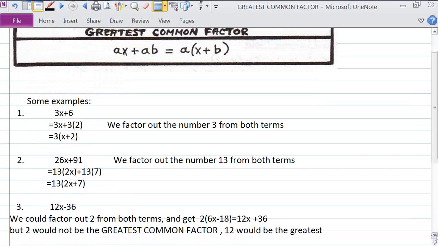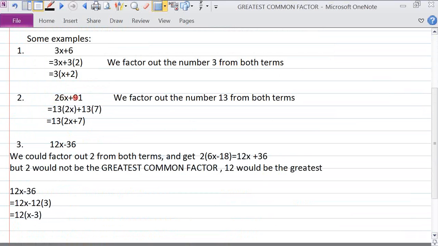Take the next expression, 26x plus 91. We can factor out the 13 from both terms. 13 times 2x gives us 26x. 13 times 7 gives us 91. Now 13 appears here, 13 appears here, so I can take it out and then put brackets, and by the distributive rule 13 times 2x gives me 26x. 13 times plus 7 gives me plus 91.